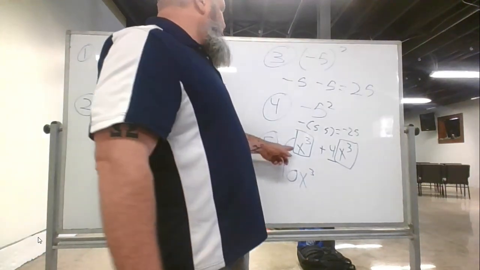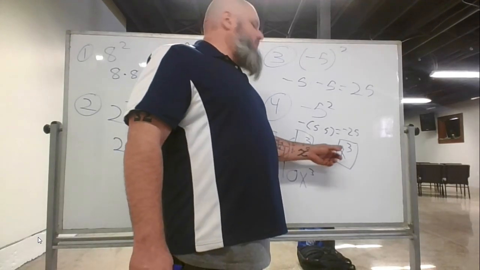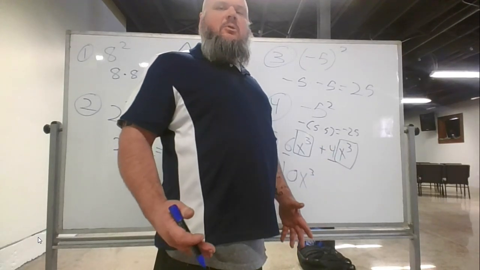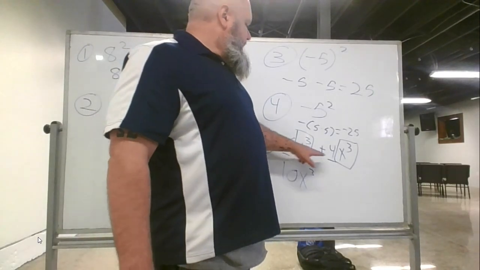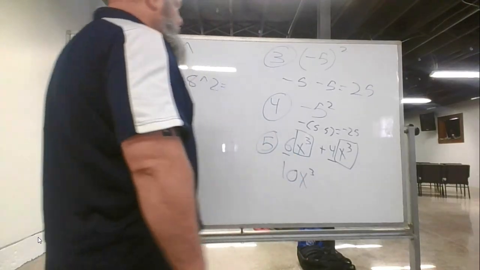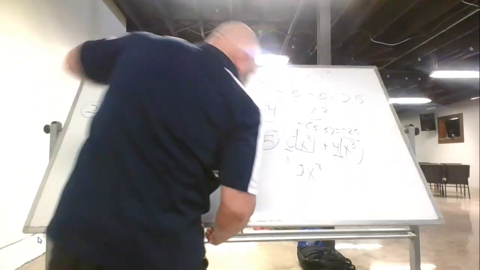If you had 6x cubed plus 4x squared, or 6x cubed plus 4x to the fourth power, you can't add those together because they are different exponents. But as long as the exponent value is the same, you can add and subtract to simplify. I'm going to look at one more topic.